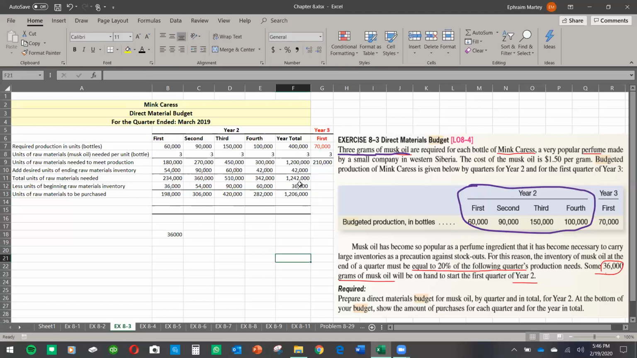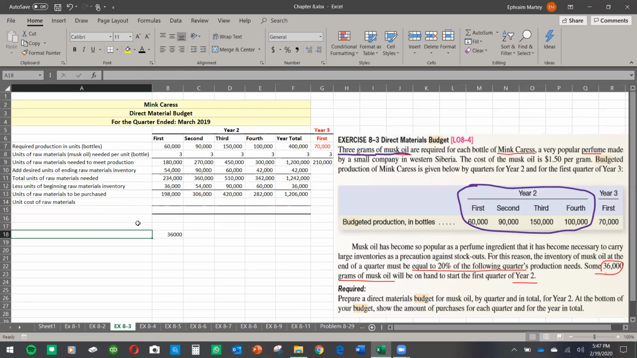So you notice that if you are asked about the ending, you ask yourself, when did the period end? This is a yearly period, an annual period. So it ended on the fourth quarter. So this is where it ended. Beginning, when did the period begin? It began on the first quarter. And we began with 36,000. So that's what you put here. Now, let's move on and wrap up everything.